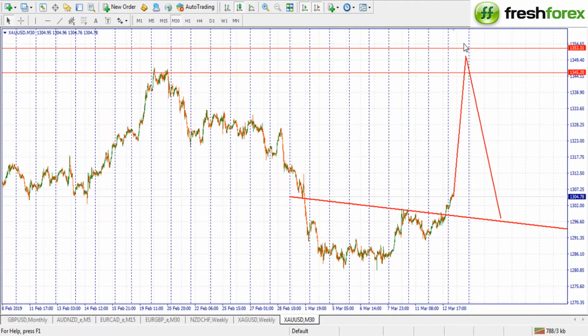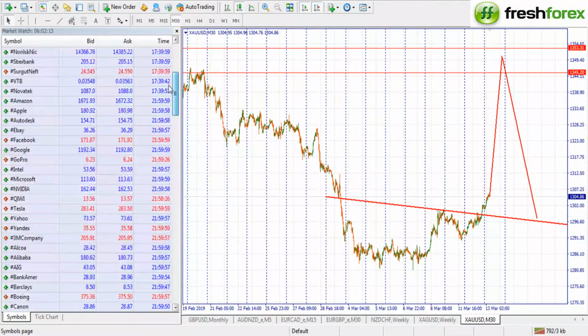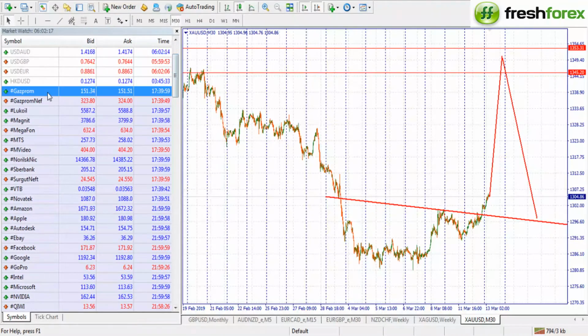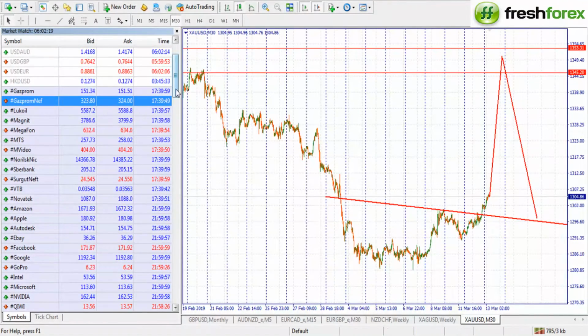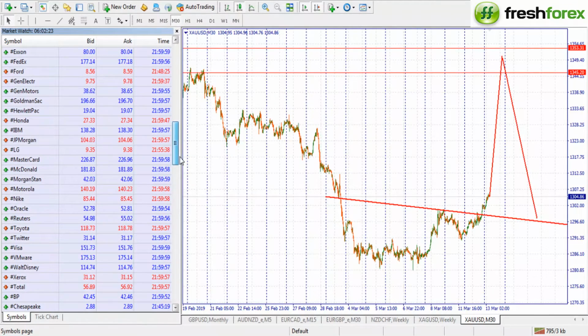Somebody may be wondering how many trades they will have when looking at something like this. There's not only this one. This is not the only symbol that should be traded. FreshForex has a lot of symbols. So while this has not matured for a sell, there may be others. You may have Gazprom, you may have this one. Any of them may have matured, so you can trade any of them.